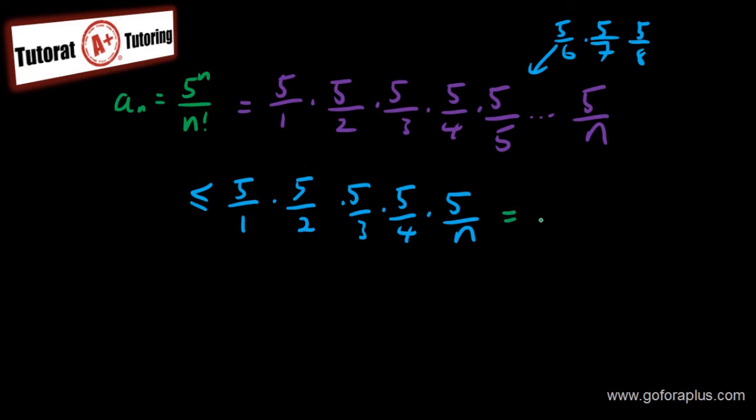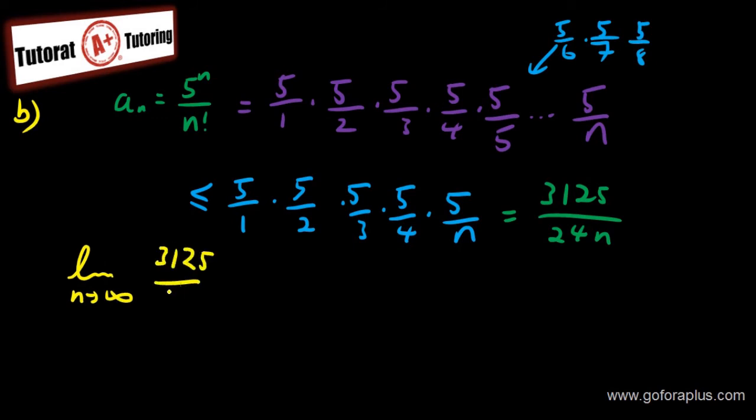And this part is actually 3,125 if you multiply the top, and at the bottom you have 24n. Now if I take the limit of this part, this is question B, right? So limit as n approaches infinity of 3125 over 24n, I know that this is going to give me 0.